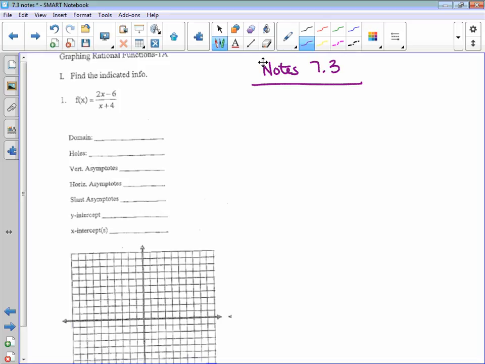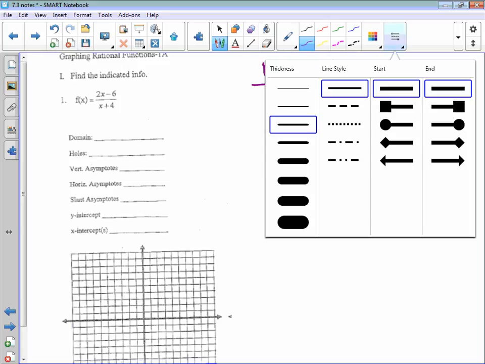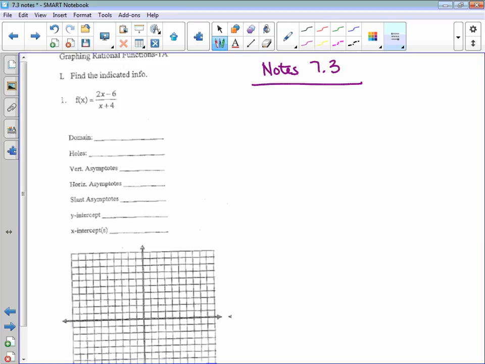All right. So let's go through this one together. We'll talk about all the pieces. So first, your domain. We've talked about domain before. What are you gonna tell me? It is not -4. So you could write negative infinity to -4, -4 to infinity, right? We're skipping -4. Review, right? We're good with that. Okay.